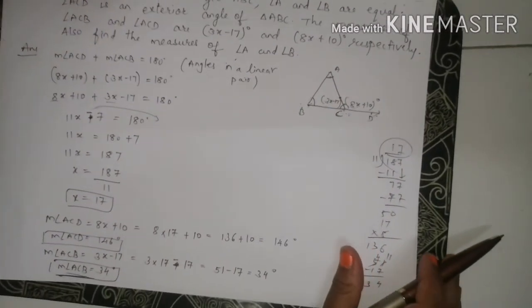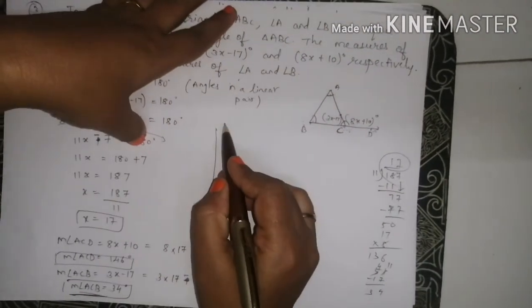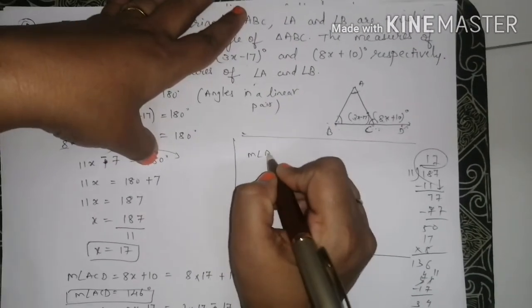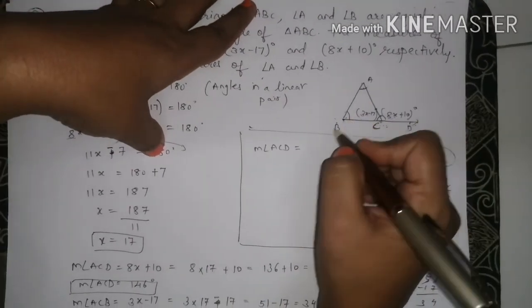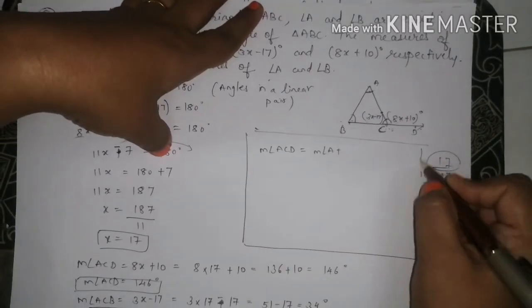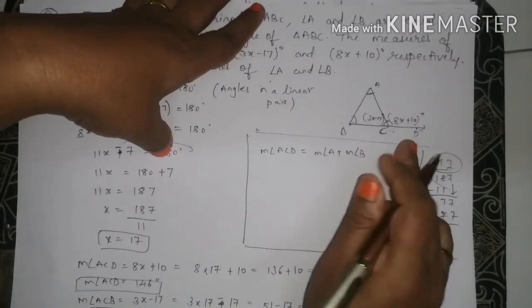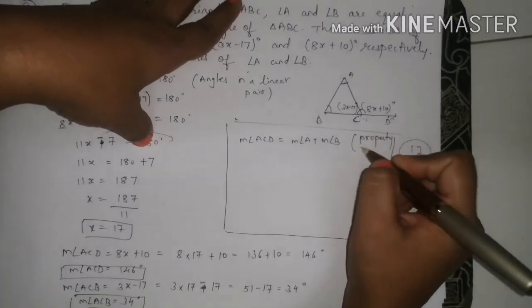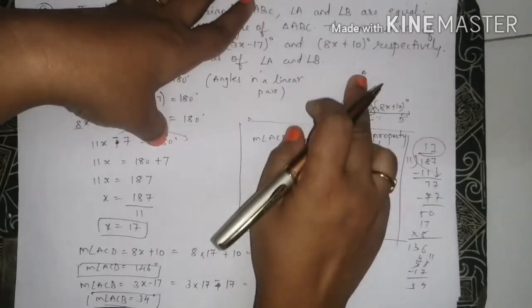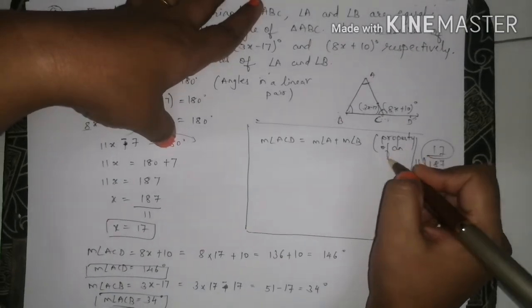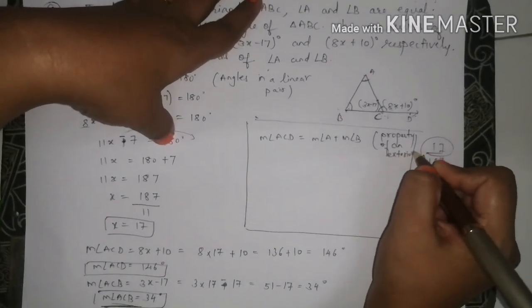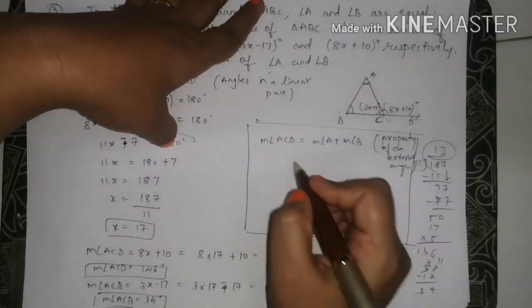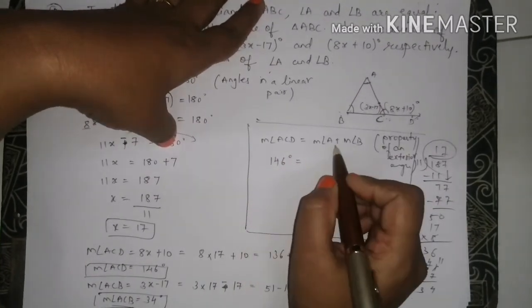So we will use the property of exterior angle. Measure of angle ACD is equal to measure of angle A plus measure of angle B. Why have I taken this? Because we have learned the property of exterior angle. Exterior angle is equal to the sum of its remote interior angles. Property of an exterior angle. Out of that ACD I know now, it is 146 degree. So here I'll write 146 degree.